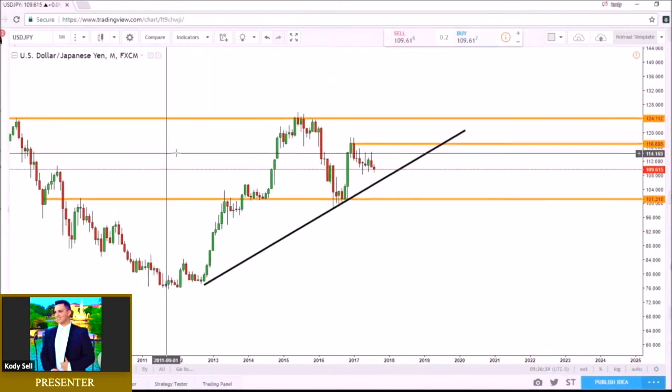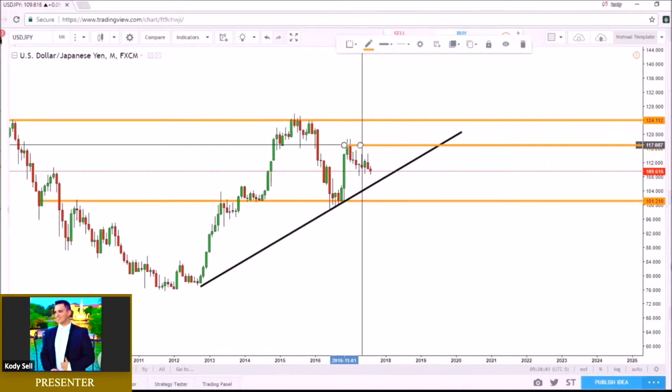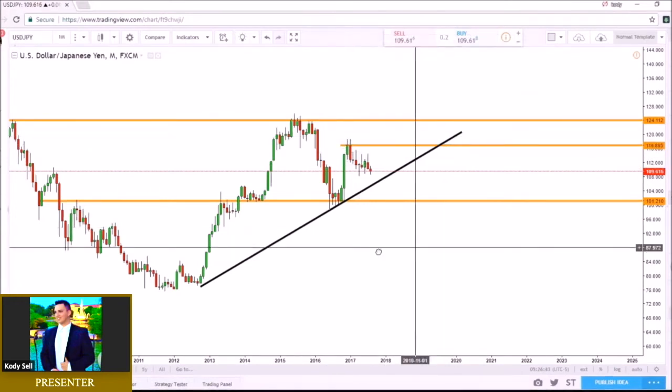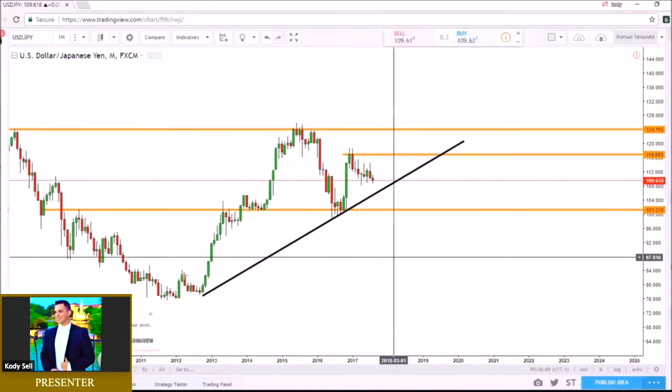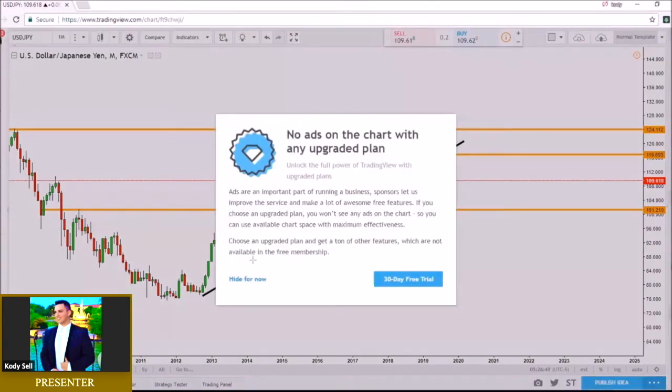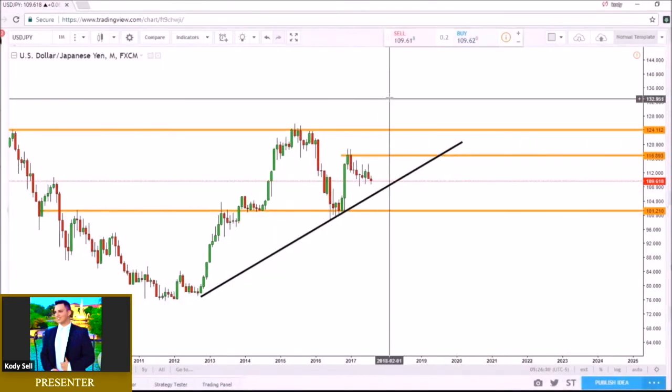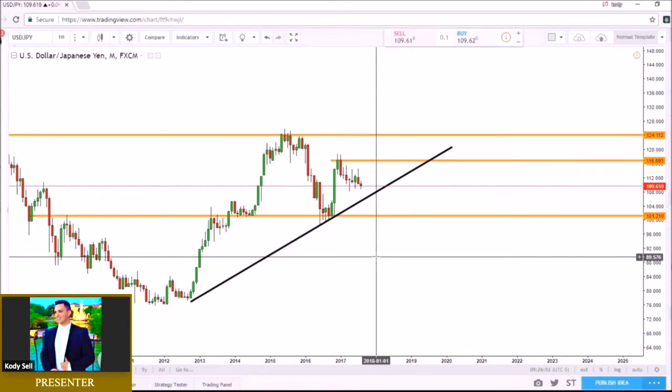Okay, it's important for these monthly levels that you have them fairly precise. Okay, so this is what I'm going to mark on the monthly. Now, get rid of this. Now, what this tells me is the overall picture of the market.